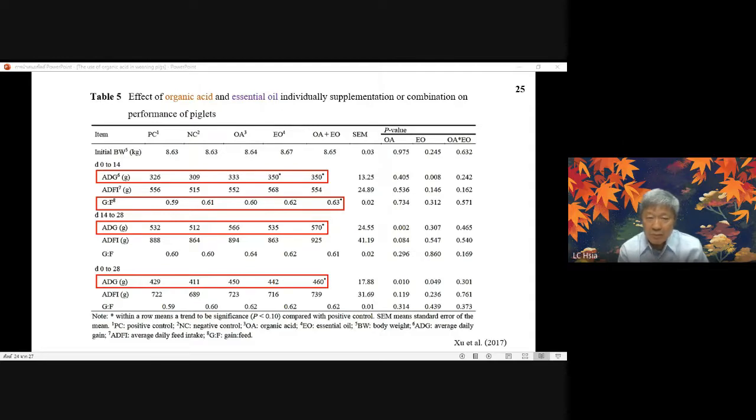Positive control usually means you compare with something else. In this case, you compare with antibiotic, but the negative control is compared with nothing. This is one kind of experiment design. You don't necessarily need to have a positive control or negative control. You can only compare the organic acid with essential oil. You also can do it this way.